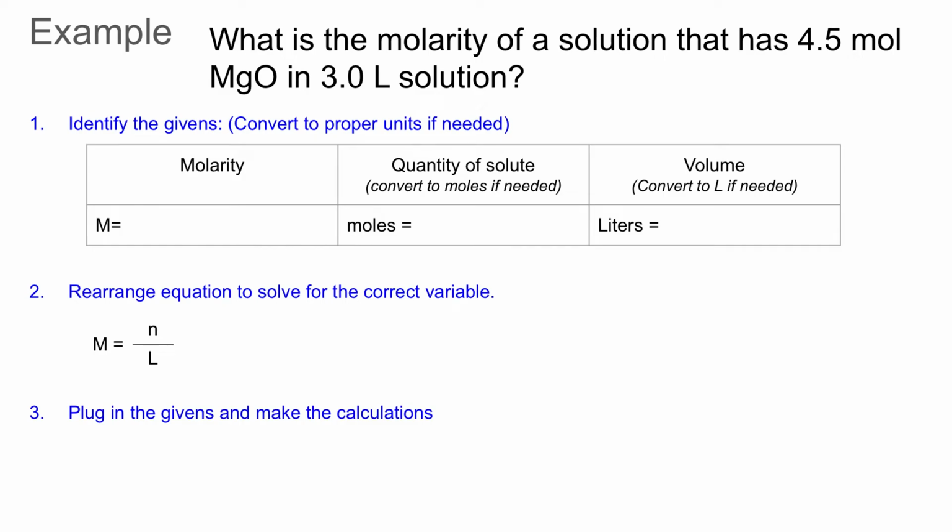So here's an example. What is the molarity of a solution that has 4.5 moles of MgO in 3 liters of solution? So we're trying to find the molarity. The problem gave us moles, and it also gave us the volume in the correct unit, liters. Step 2 is rearrange the equation to solve for the correct variable. Well, it's already where we need to go. So M is equal to 4.5 over L.